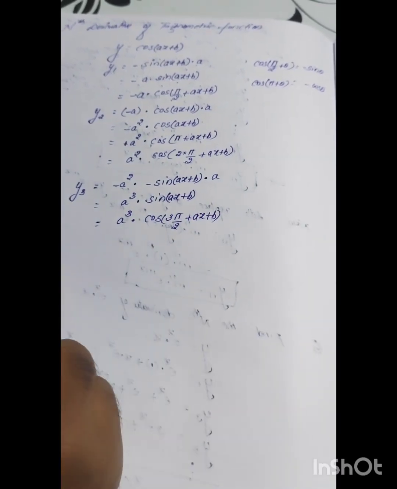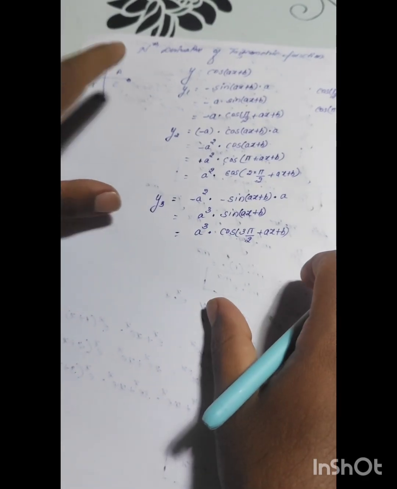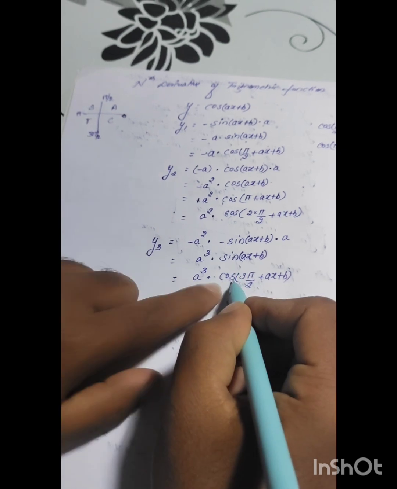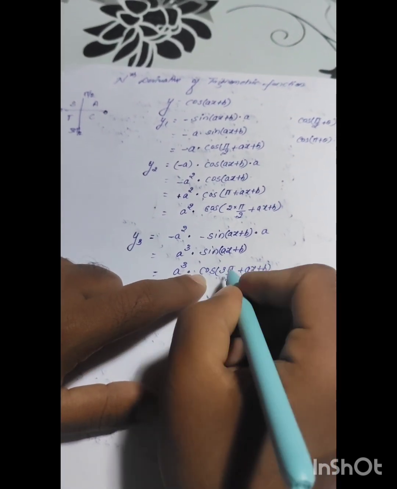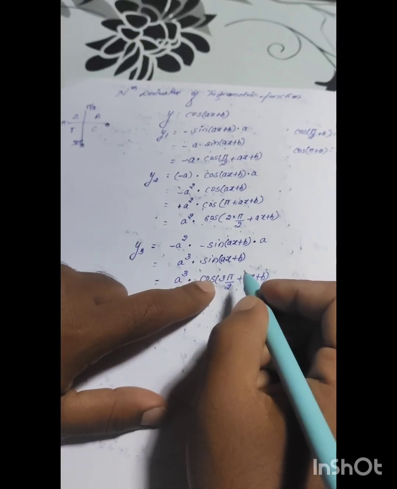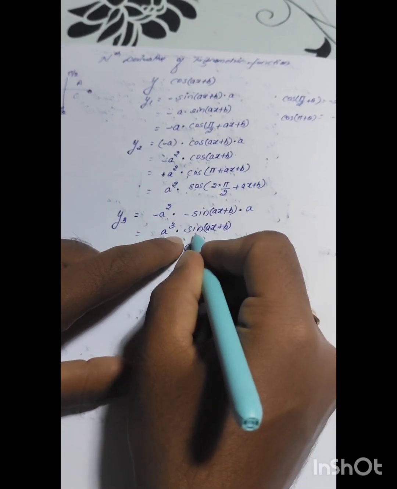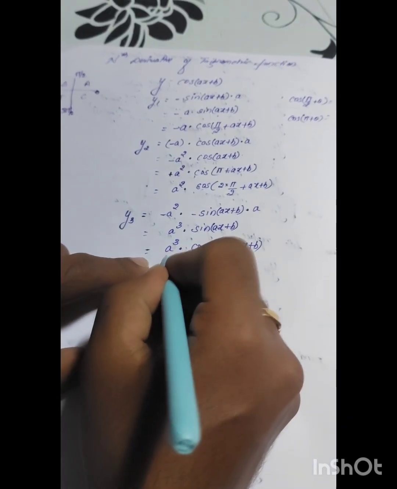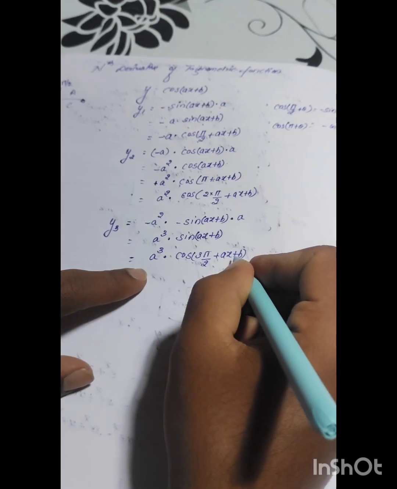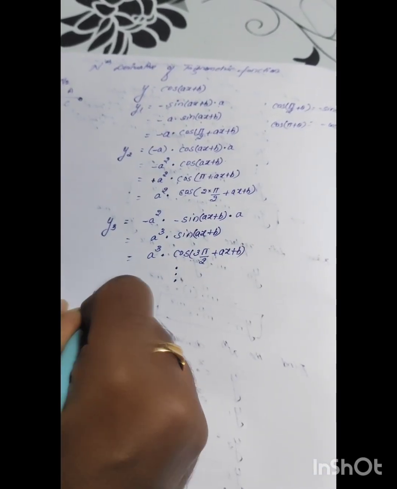Because 3 pi by 2 plus theta is in the fourth quadrant. In the fourth quadrant cos is positive, right? So cos of 3 pi by 2 plus something, it is an odd multiple of pi by 2 plus theta, so this will become sin theta, and cos is positive in the fourth quadrant, so this will become sin of ax plus b positive. So that will be equal to a cube into cos of 3 pi by 2 plus ax plus b, and so on. If we go on, what will our yn be equal to?